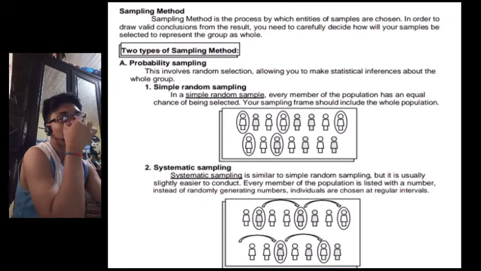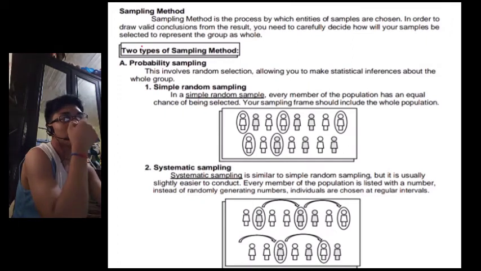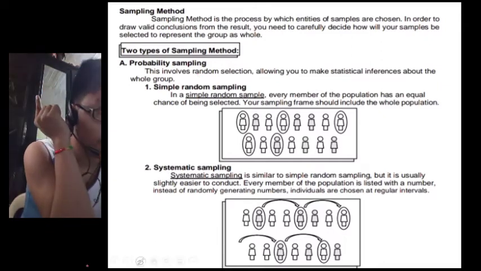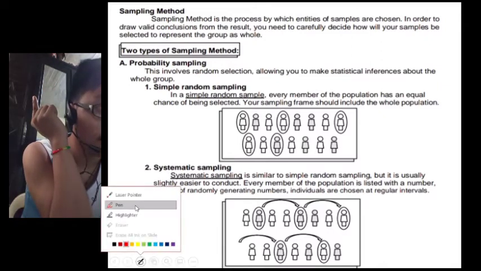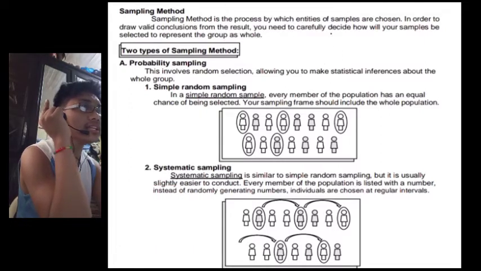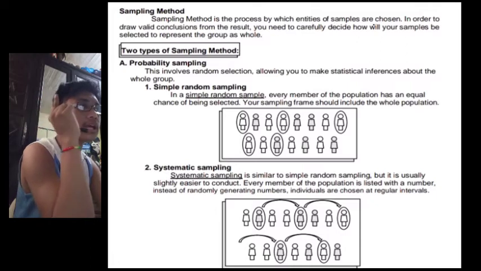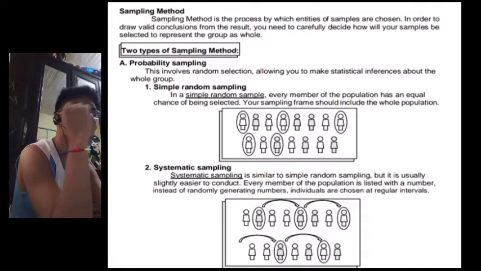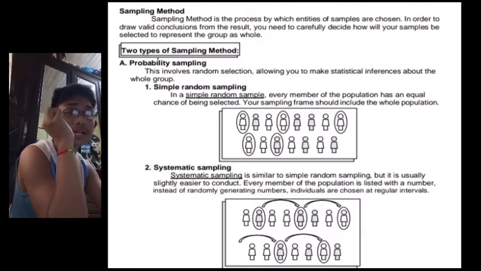So, sampling method. Meron tayong sampling method pag sa ating research. Sampling method is the process by which entities of a sample are chosen. In order to draw a valid conclusion from the result, you need to carefully decide how your samples will be selected to represent the group as a whole.